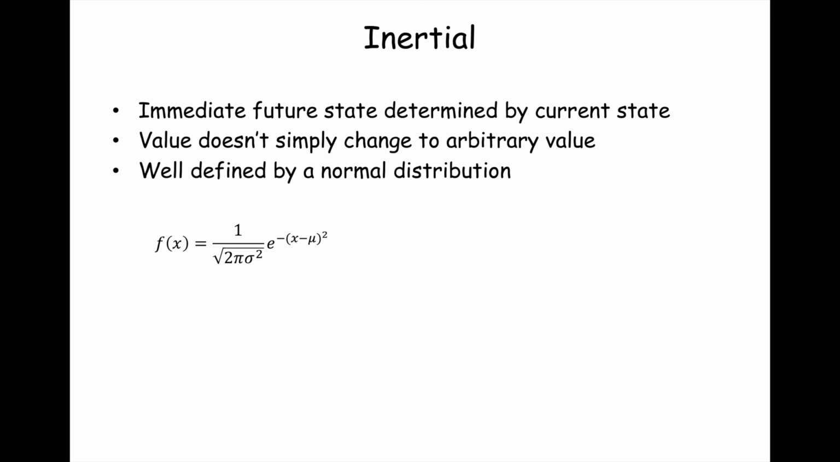The future state is determined by the current state plus some little change. You don't just simply change to an arbitrary value. So you can imagine if you're trying to measure someone's position, right now your friend was in one location, and then a millisecond later they were all the way down the hallway, right? That'd be weird. You'd think, is this person some sort of shapeshifter? And so quantities that are inertial, could be temperature, pressure, position, velocity, are well described by a so-called normal distribution.